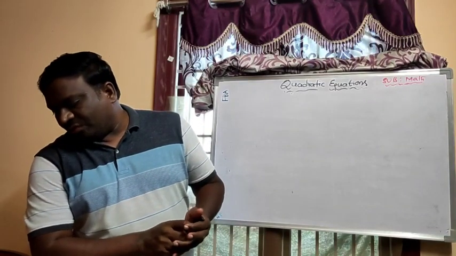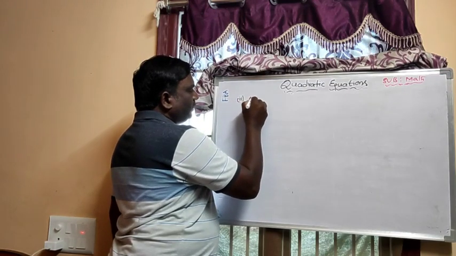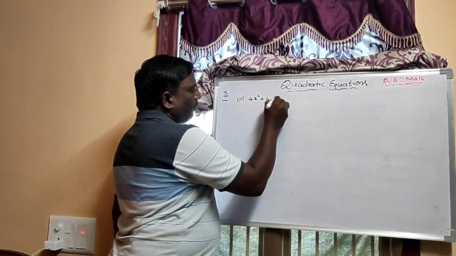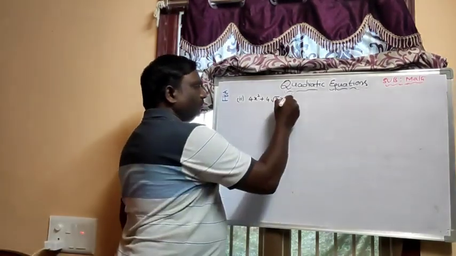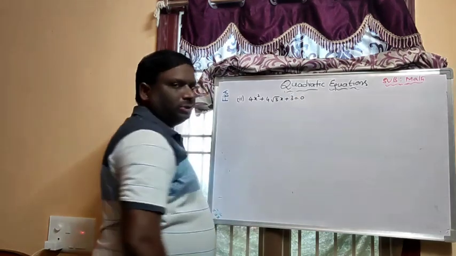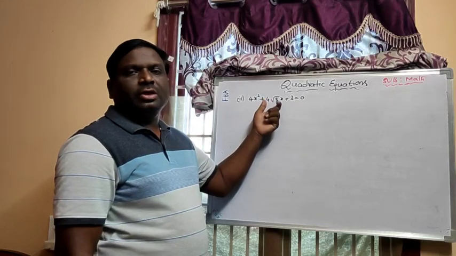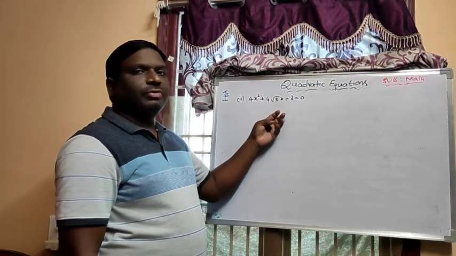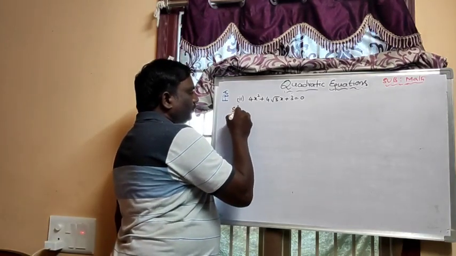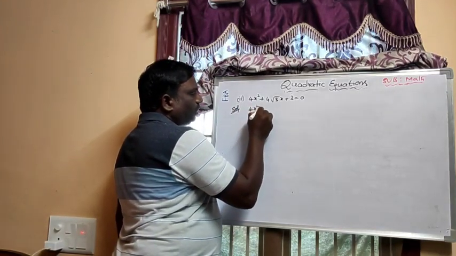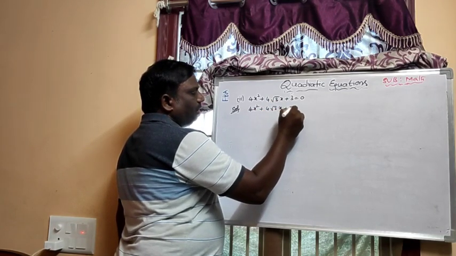So the second question is 4x square plus 4 root 3x plus 3 equal to 0. This is the given quadratic equation. We need to find the solutions of the quadratic equation by using the completing square method. Now I'm writing the same question here: 4x square plus 4 root 3x plus 3 equal to 0.